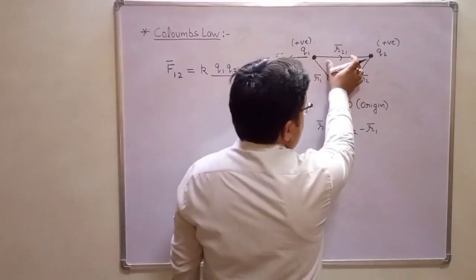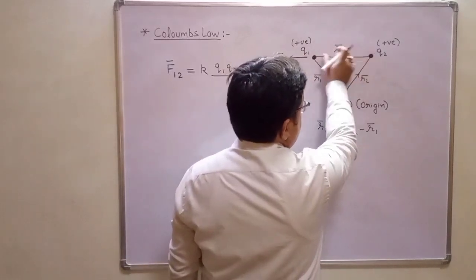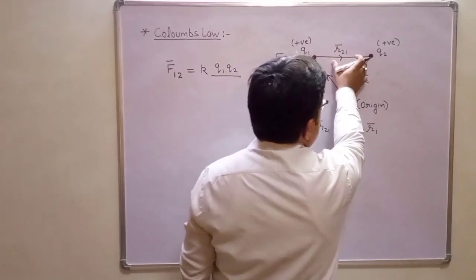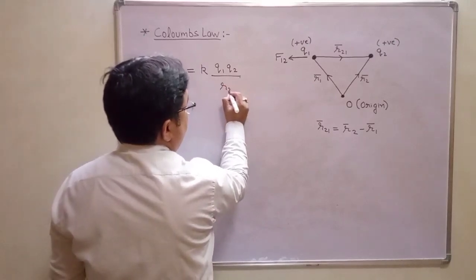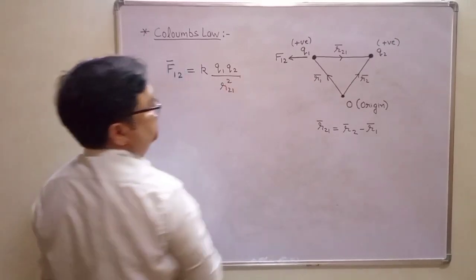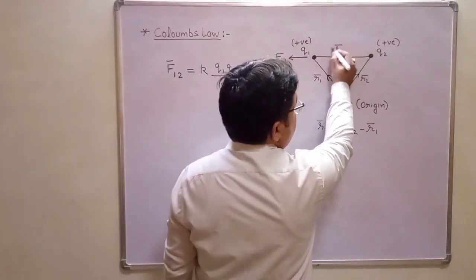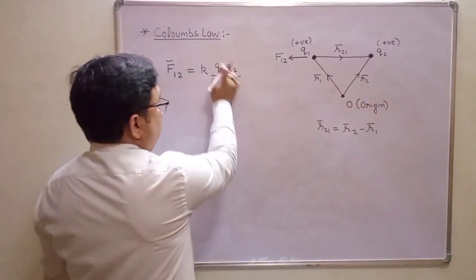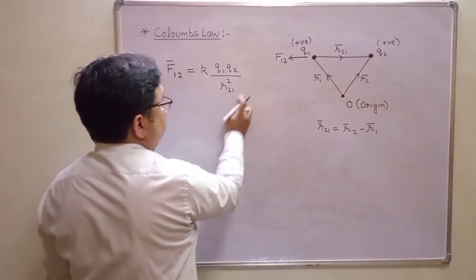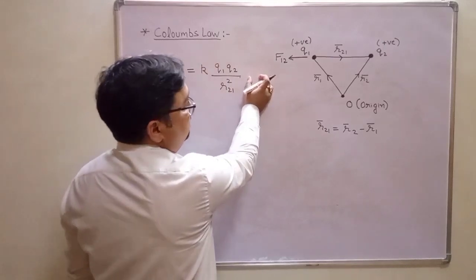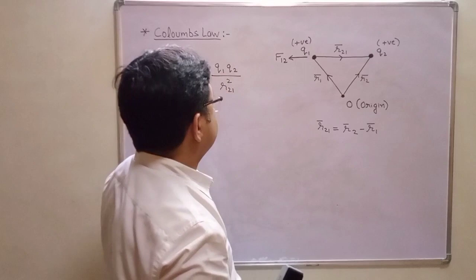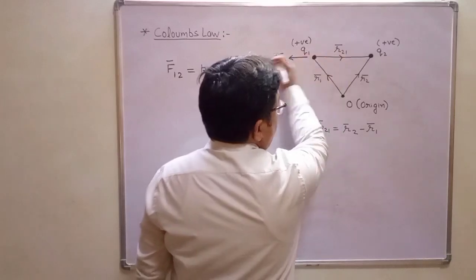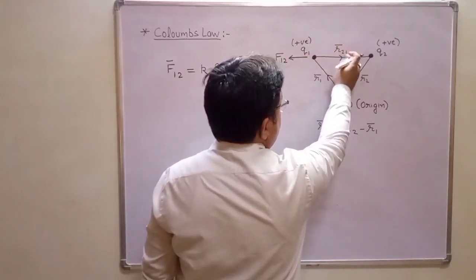What will be the distance between these two? This is the position vector r21. Okay, so this is the distance between these two charges. So I can write here magnitude of r21 square. So whatever magnitude of this vector is, that will be the distance between these two charges. This expression is now for magnitude. Now we will add one more term which will just represent the direction of this force. The direction of this force is towards left. So it is opposite to position vector r21.